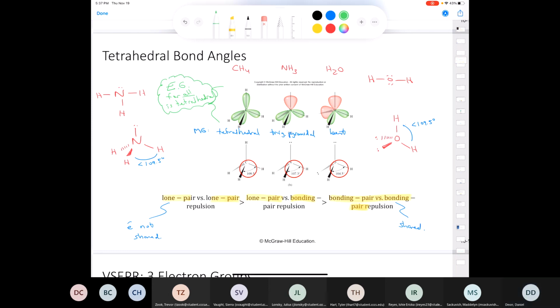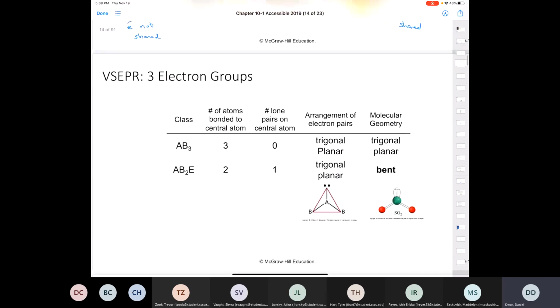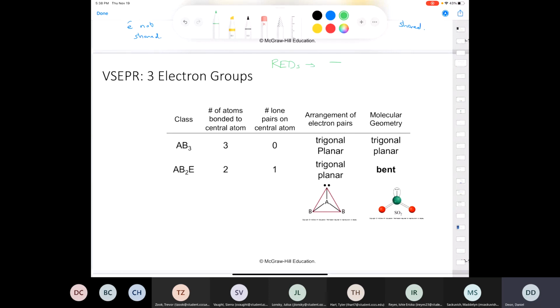Another way that we have of describing bonds and lone pairs is we call them regions of electron density, RED, R-E-D. Okay? Let me just kind of run that by you before we keep going here. This is something that you're going to see later on, REDs, regions of electron density. A RED can be a single bond, a double bond, a triple bond, a lone pair, or a radical. Each one of these counts as one region of electron density.